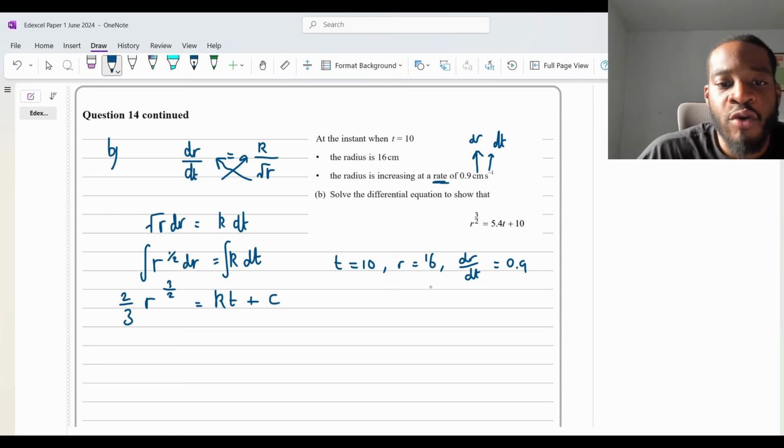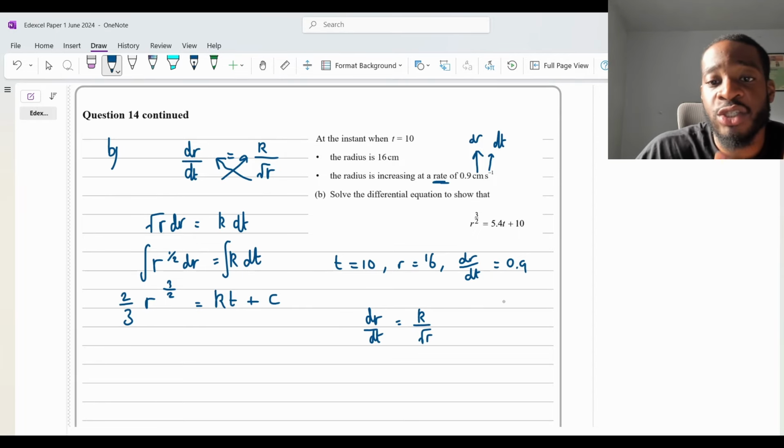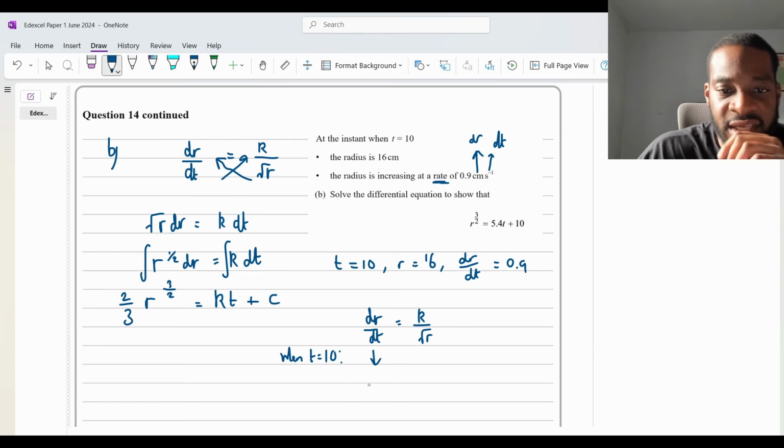Now, what we do know originally is what dr dt is. dr dt is equal to k over root r. And we know that we're looking for that constant k, isn't it? Can we use this to help us out? For sure, because remember, this is when t is equal to 10. We've got 2 things. The radius is 16 and the rate of increase is 0.9. So what I can do is say that when t equals 10, we know that dr dt is 0.9, and we also know that the radius is 16. So it's k over root r, so root 16, like that.